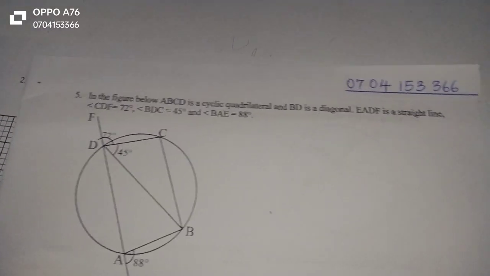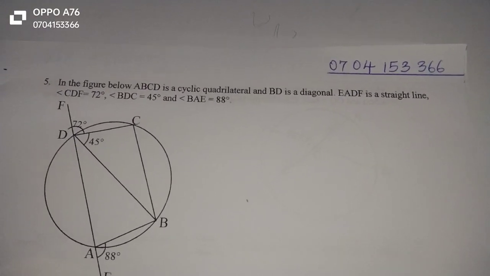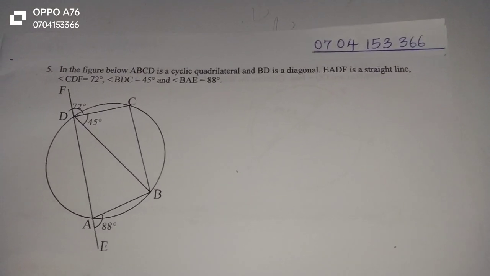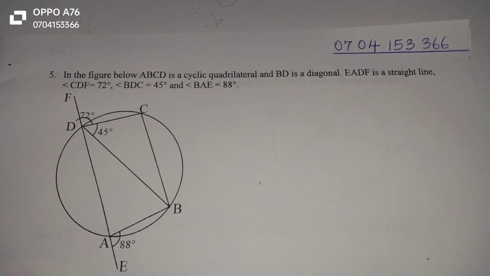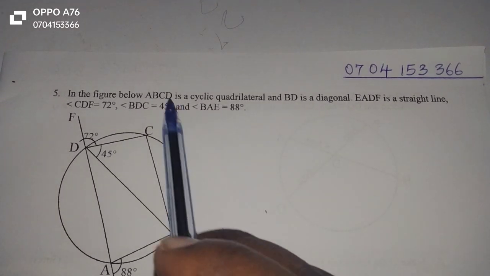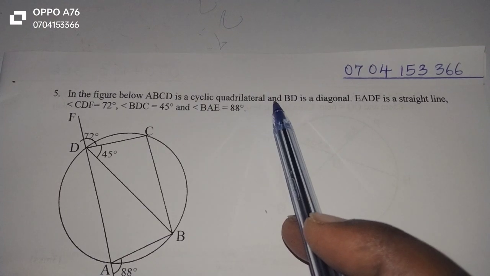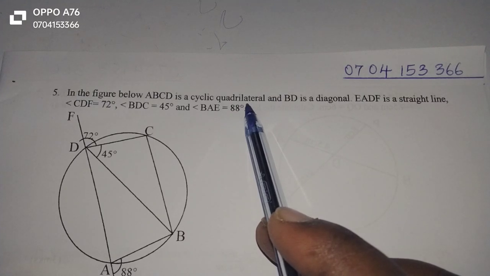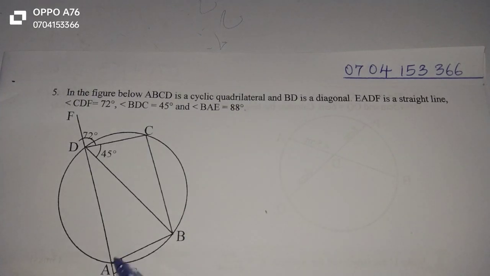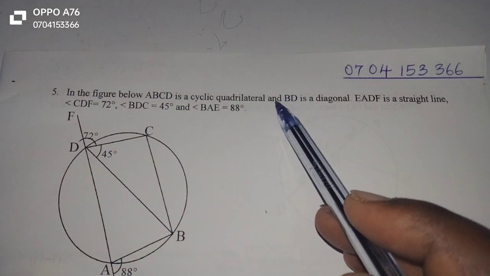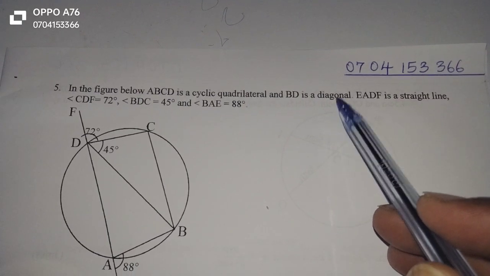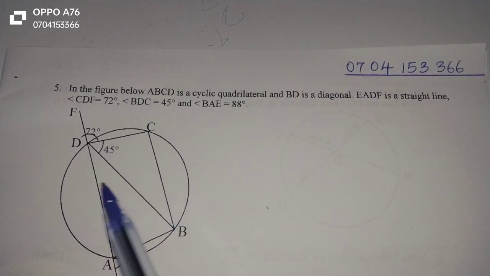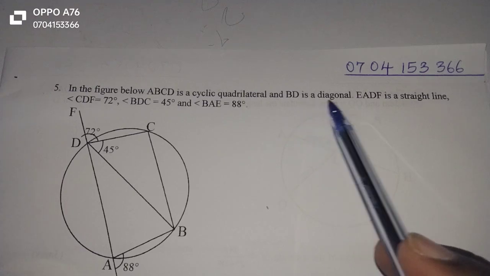Number 5, this is on chords and tangents together with circles and angle properties. In the figure below, ABCD is a cyclic quadrilateral. A cyclic quadrilateral is a quadrilateral whereby the four vertices of the quadrilateral touch the circumference of the circle, as you can see, A, B, C, D. And BD is a diagonal to the given quadrilateral.